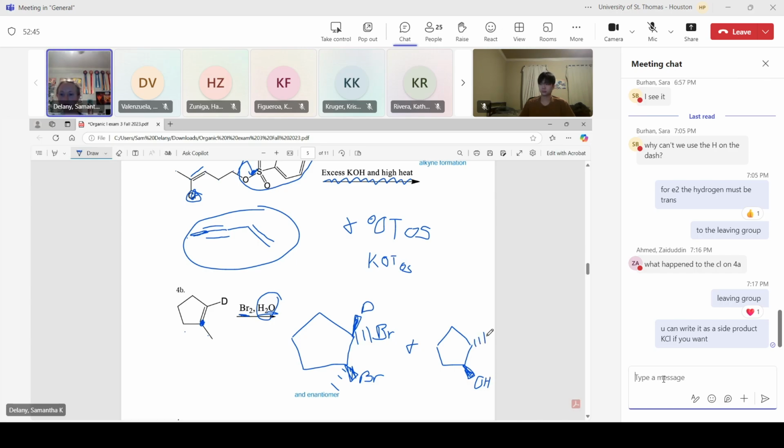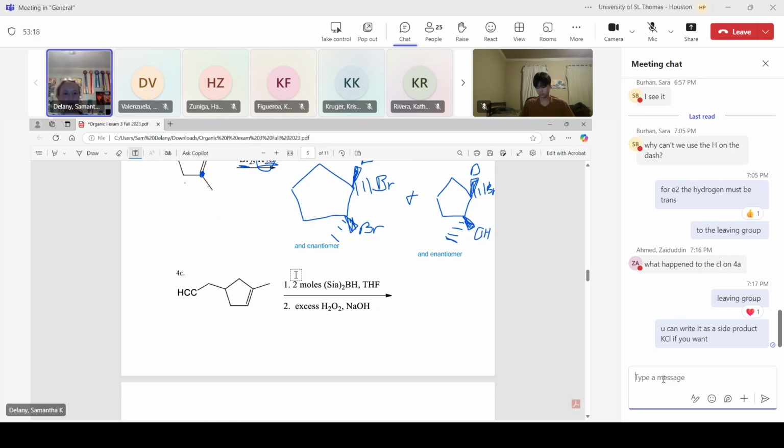Alcohol on the bottom, the bromine on the top, and we still need to show that deuterium and that methyl group. Perfect. And once again, it could have been the alcohol on a wedge and the bromine on a dash, or alcohol on a dash and the bromine on a wedge. I just didn't draw that product, but I'm just going to write "and enantiomer" to save time. Perfect.